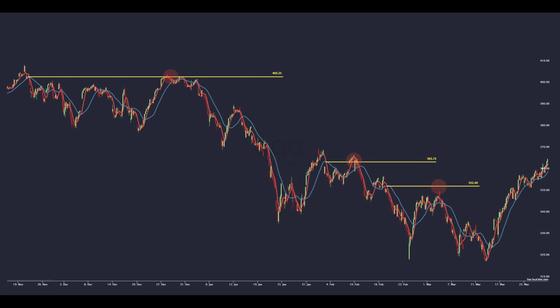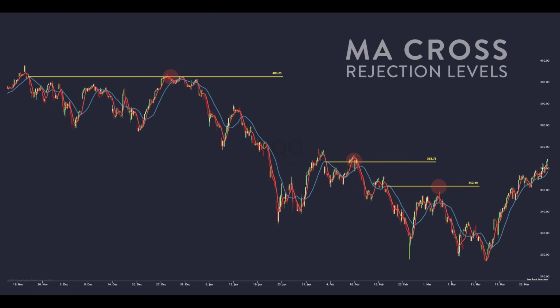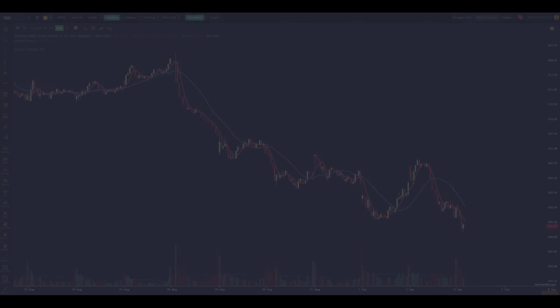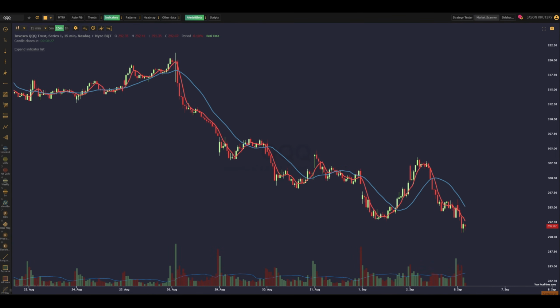The same idea works during downtrends as well. In the chart here, you'll note the yellow lines that correspond with moving averages crossing down. Price makes its initial move lower, and then when it corrects, it finds resistance at the level that the moving average is crossed above.